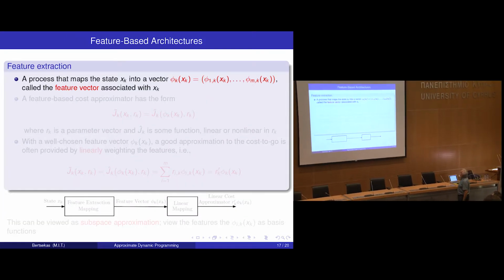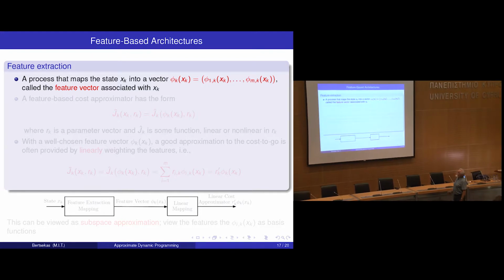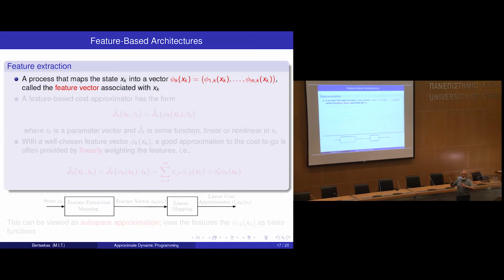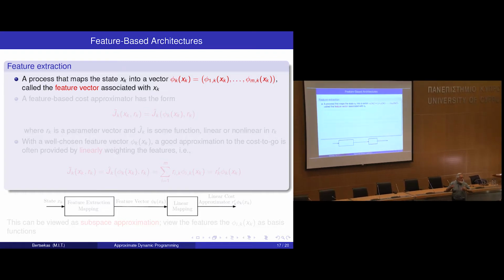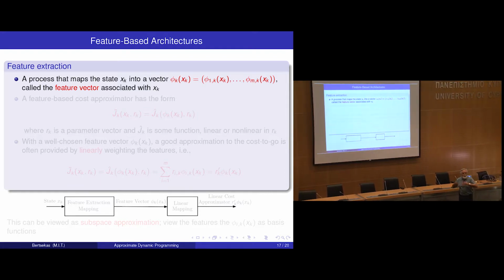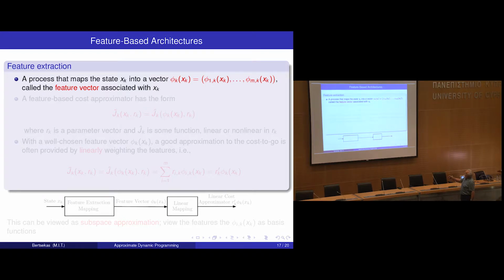And a major class of architecture is the so-called feature-based architectures. Okay, so given a state xk, it has some obvious characteristics. And some of these characteristics, you can view them as, we call them features. So given a state, we may extract a vector of features. These f1 up to fm are scalars. There are m features that depend on the current state. And this is the feature vector, the feature vector associated with xk.